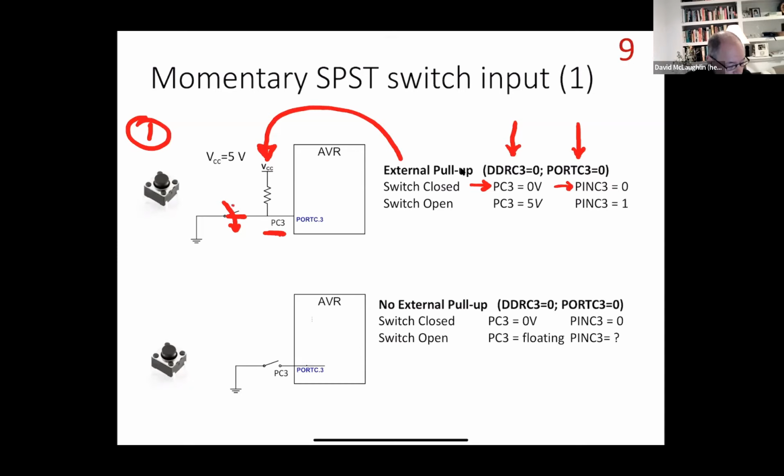Now you take your finger off the switch and you open it up, right? You're breaking the connection. PC3 is now pulled high. It's pulled to 5 volts. Okay, so PC3 is 5 volts. You would measure 5 volts with a voltmeter. And what we would read would be a logical 1 in the processing that we're going to do a couple slides ahead. Okay, so that's the case where we have our external pull-up.